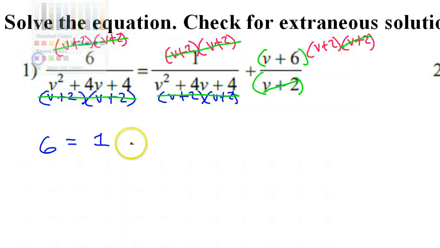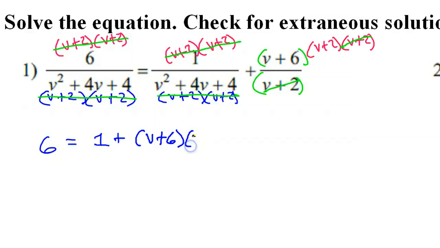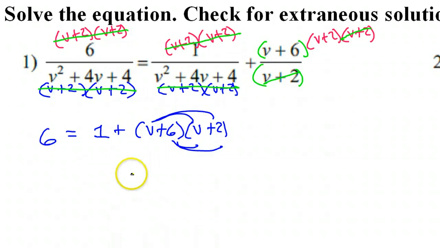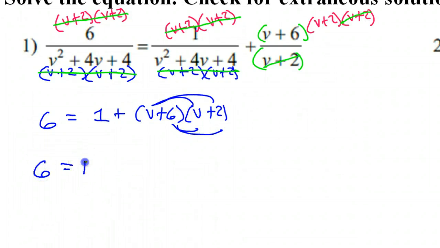I'll go ahead and show that for a minute. So it'll be plus v plus 6 times v plus 2. I need to double distribute this. So I'm going to have 6 is equal to 1 plus v times v, that's v squared. V times 2 is 2v. 6 times v is 6v. And 6 times 2 is 12.